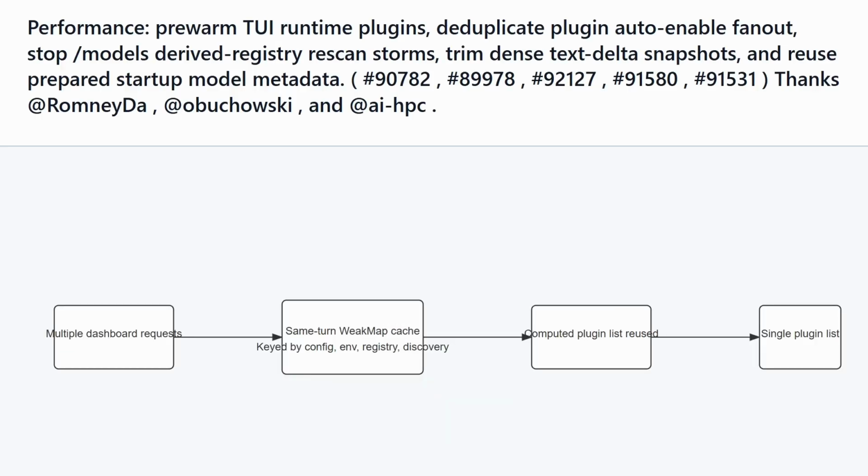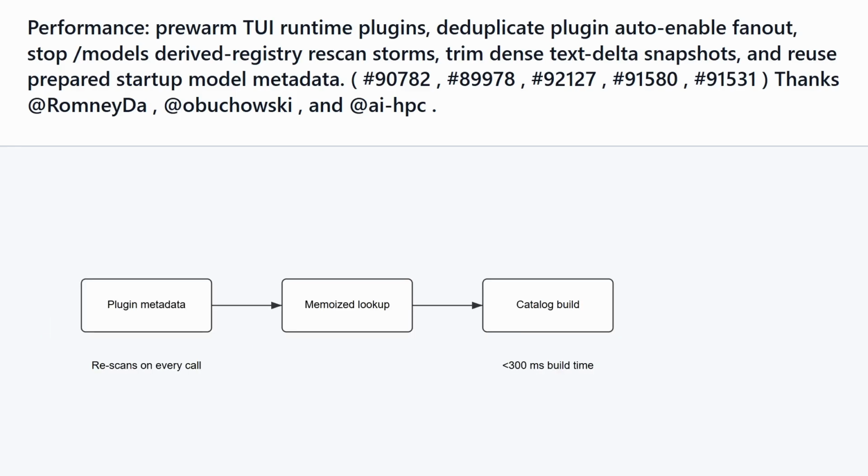Second, plugin auto-enable logic now caches its results within a single event loop turn. When multiple dashboard requests trigger fanout simultaneously, they share the computed plugin list instead of recomputing it for each request. This reduces redundant work during cold start, dashboard loading, and tool catalog initialization.